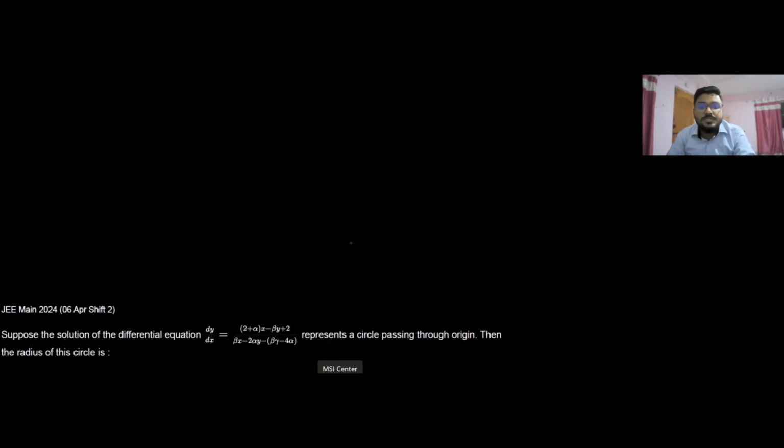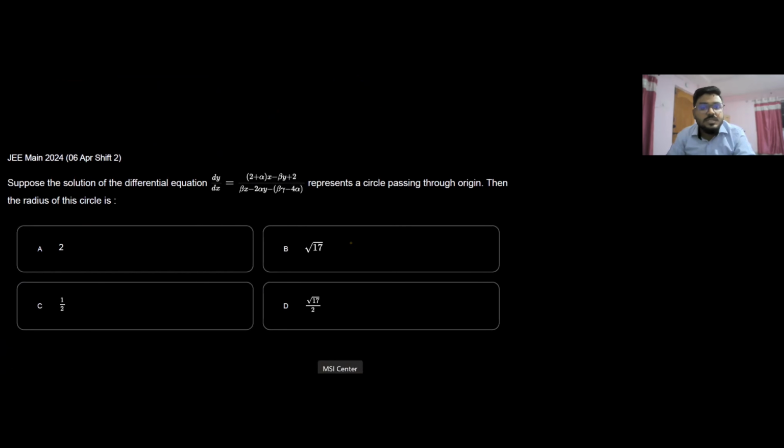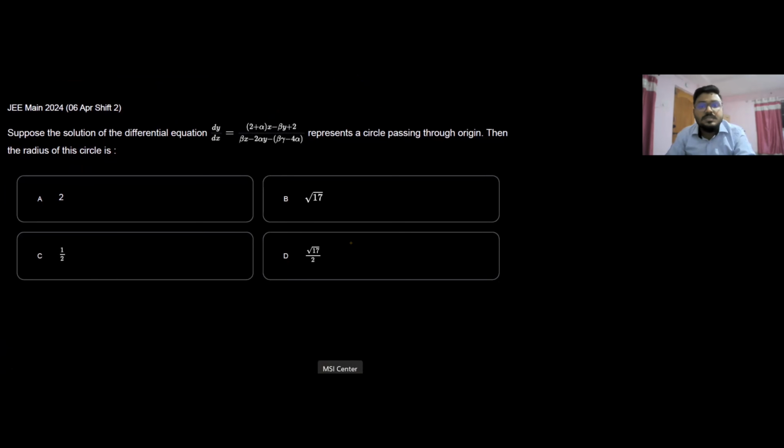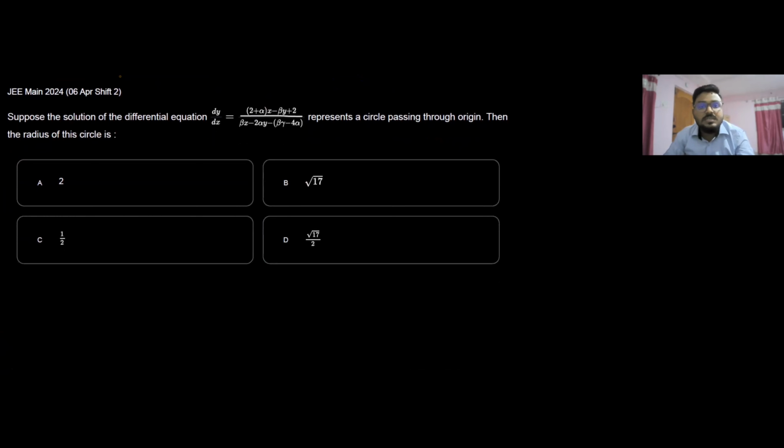Let's move to the next question. So the next question here is this dy by dx. Now they are saying this is a differential equation which represents a circle passing through origin. So the radius they are asking. Fine. Let us start solving this.